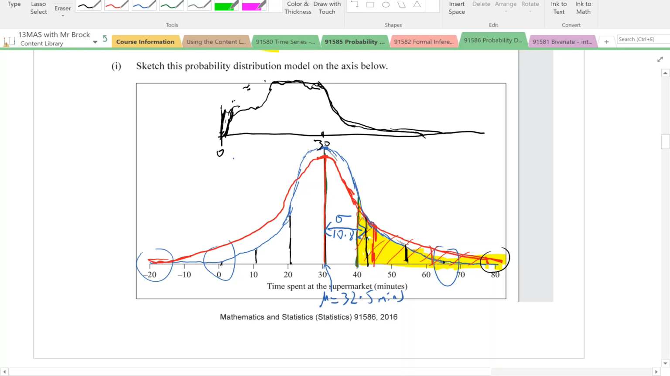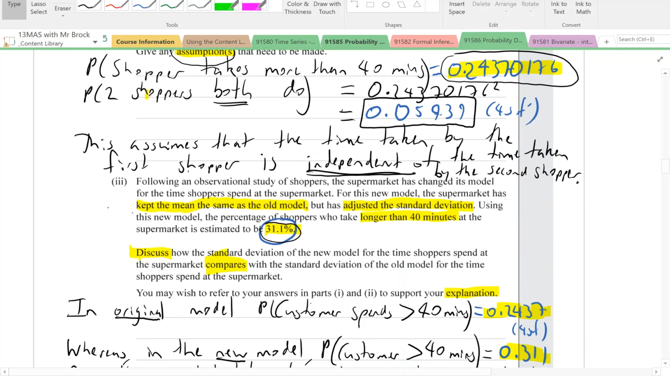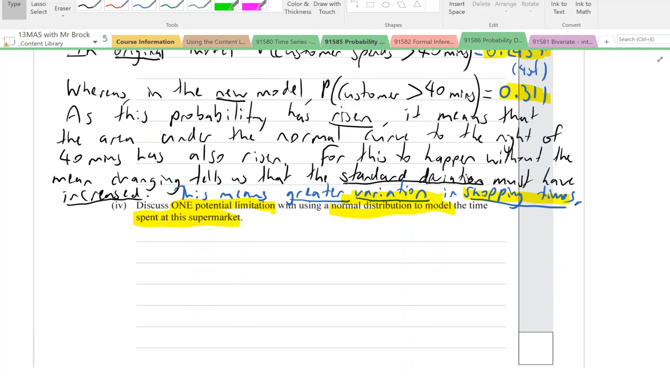And if you notice that new model that we did in the last question, did you notice what was really weird about that? It now gave quite a sizable proportion in the negatives. And of course that can't happen. So that's a limitation of the model. Okay, so let's write that down. So let's start by talking about what we would expect the true distribution to look like.